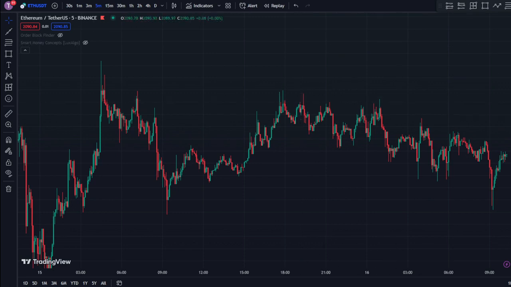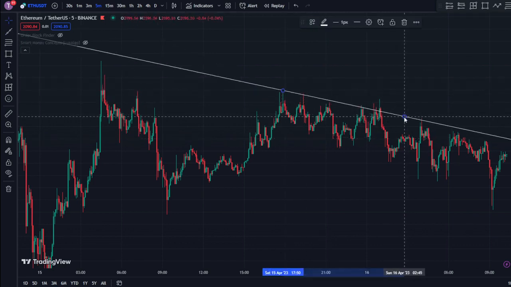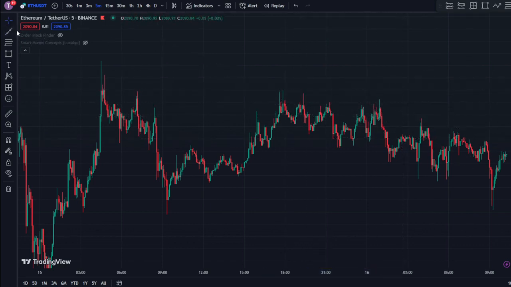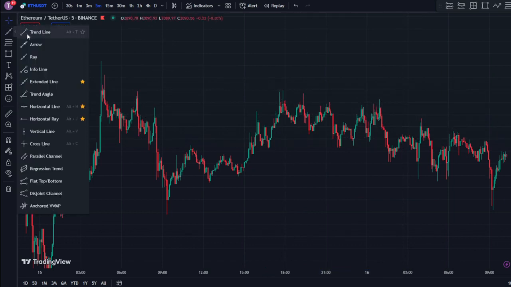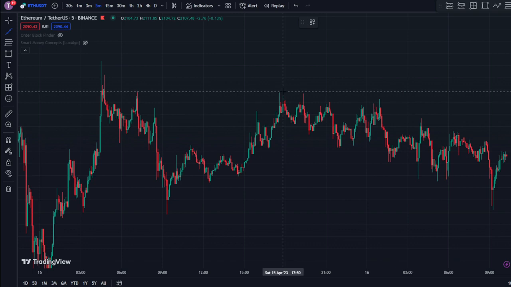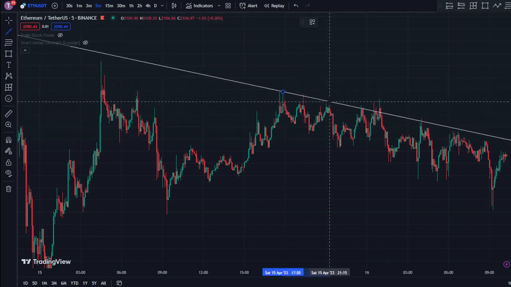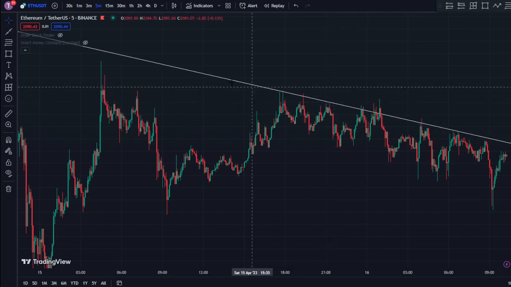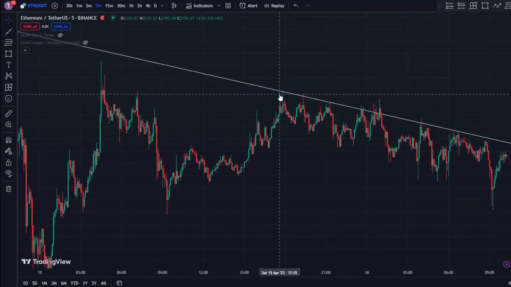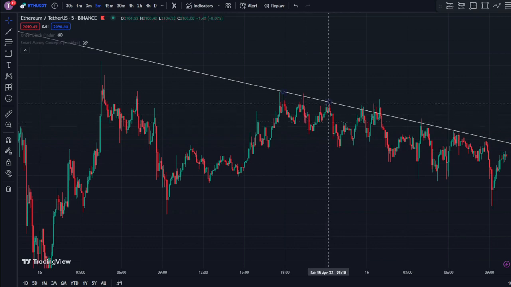You can use two ways to draw it. First, you can use the trend line. Just go to the second option right here and click trend line. In this case, I'll use the extended line. Draw from the top of one point on the trend line to another point on the trend line. As long as there are two or more points touching this trend line, it is basically valid.